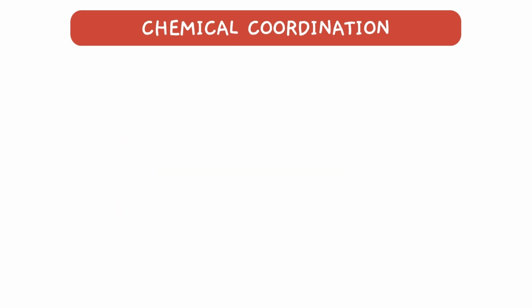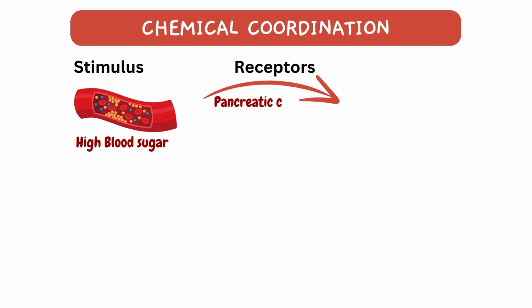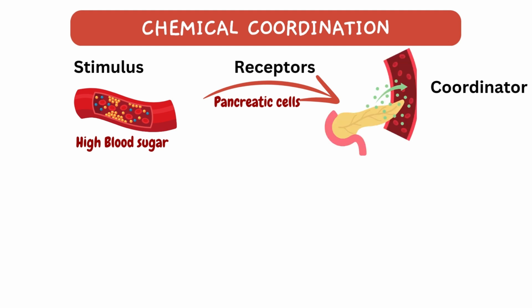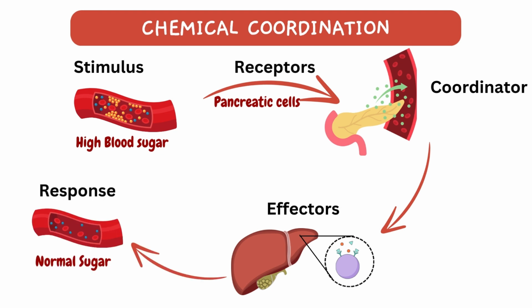Now let's look at chemical coordination. In this type of coordination, the stimulus, for example, a blood sugar level rise after a meal, is detected by cells in the pancreas, which make insulin in the form of vesicles and release it into the bloodstream. Insulin then binds to receptors on target cells, such as muscle and liver cells, facilitating glucose uptake, which lowers the blood glucose level back to normal.